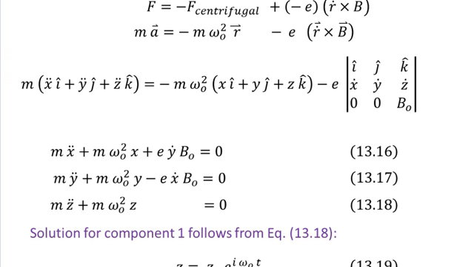That is, equation numbers 16, 17, and 18 can be obtained by comparing the coefficients of the i, j, and k unit vectors on the two sides, and we can immediately write these three differential equations.